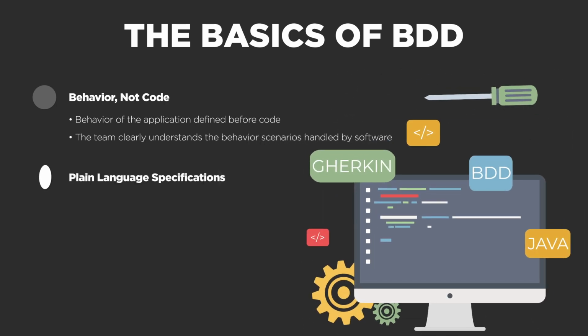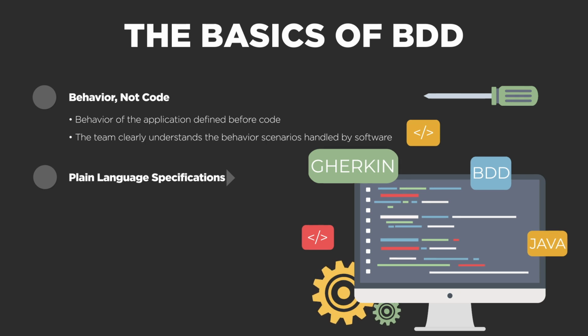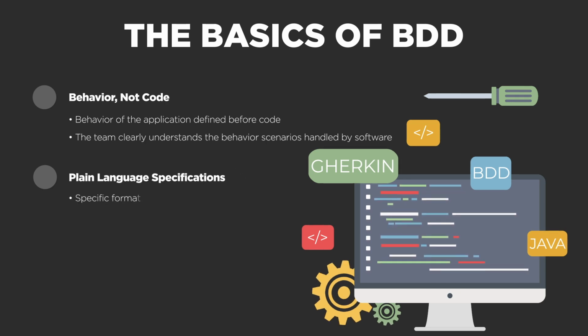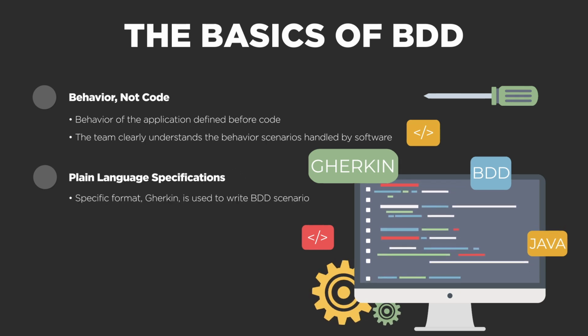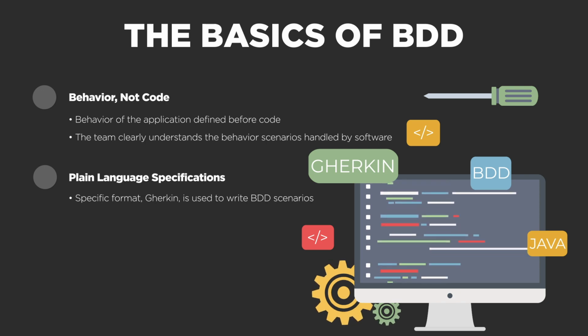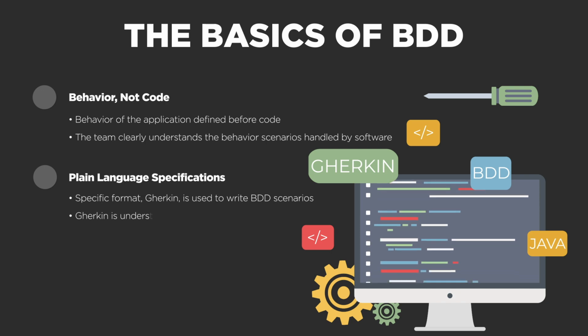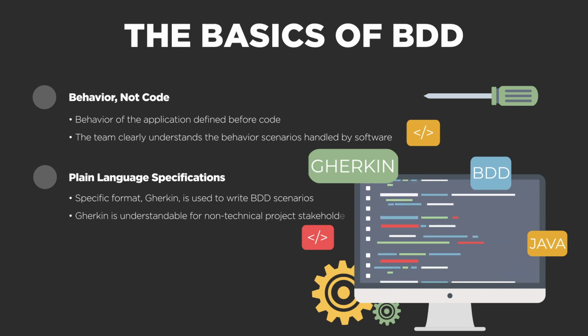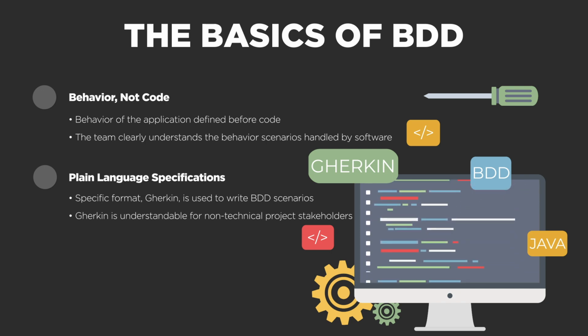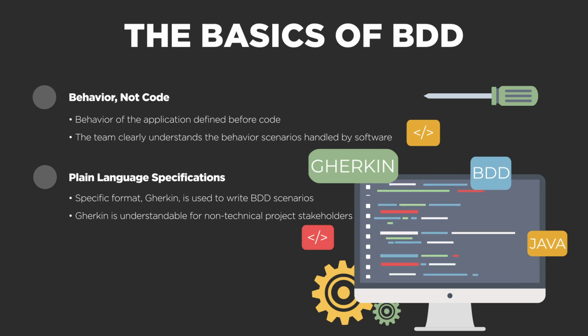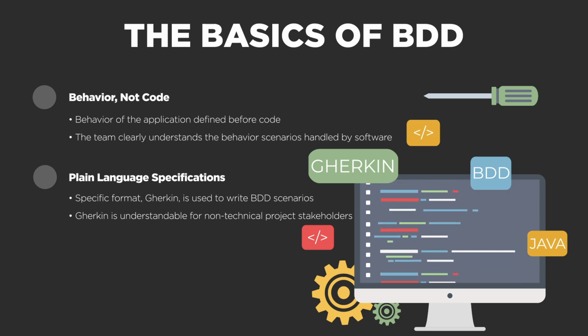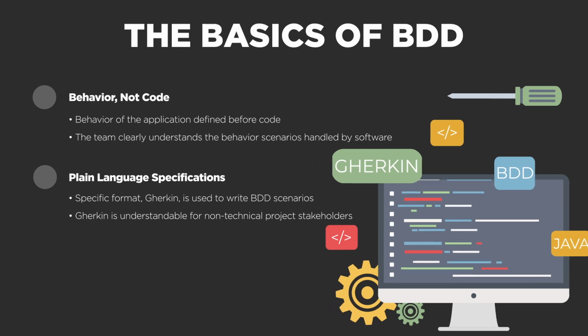Secondly, it is about plain language specifications. BDD promotes the use of plain language specifications, often written in a specific format called Gherkin. These specifications are easily understandable by non-technical stakeholders, making it easier to bridge the gap between developers and business experts.